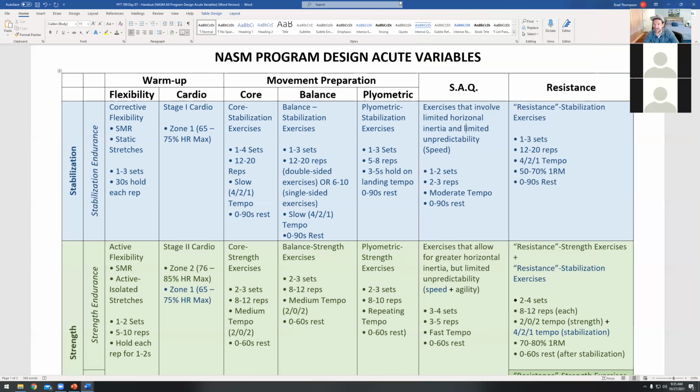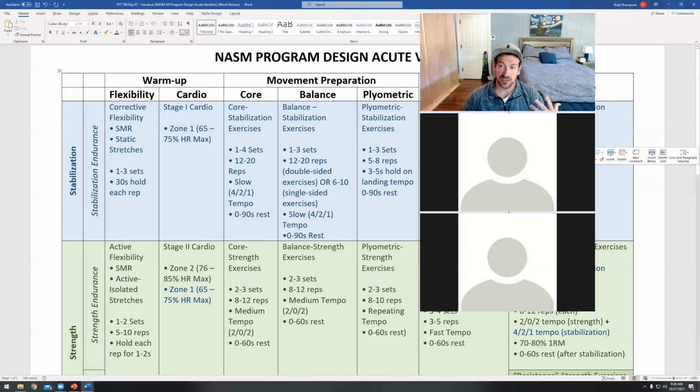But anyway, we can do SAQ with seniors, but we are skipping it for today. I'll teach you guys this stuff next mod. And then we've got the resistance stabilization exercises: somewhere between 1 and 3 sets, 12 to 20 reps at a slow tempo, 50 to 70% of their 1 rep max, 0 to 90 seconds of rest. Now, these numbers, these 50 to 70%, they're never perfect, but it's fairly close.